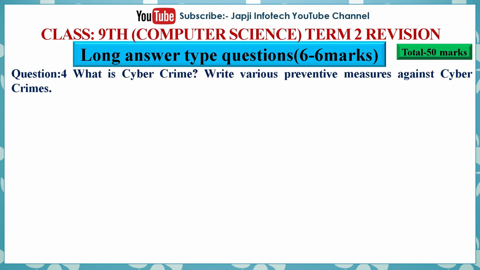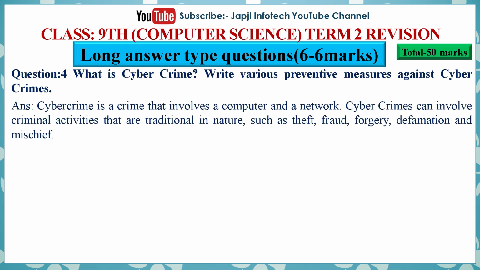The fourth question is, what is cybercrime? Write various preventive measures against cybercrimes. So cybercrime is a crime that involves a computer and a network. Cybercrime can involve criminal activity that is traditional in nature, such as theft, fraud, forgery, defamation, and mischief.